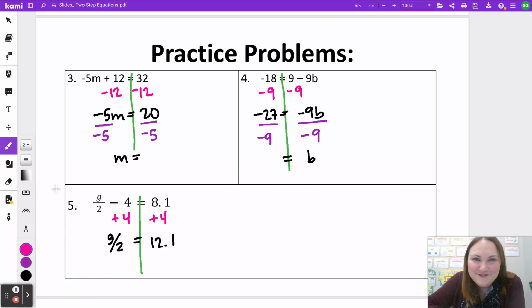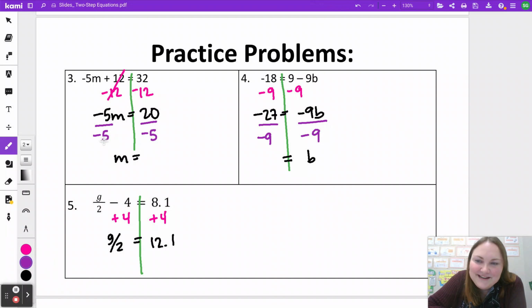All right, hopefully you've tried these on your own and you're coming back to get some answers. I got them started for us and then I figured we could finish them together on camera. The first thing for number 3 you had to do was get rid of your constant. Here it's that plus 12, so I'm subtracting 12 on both sides. That helps because 12 minus 12 is 0, so it is all gone and leaves me with negative 5m equals 20. My next step is I have to divide by my coefficient.